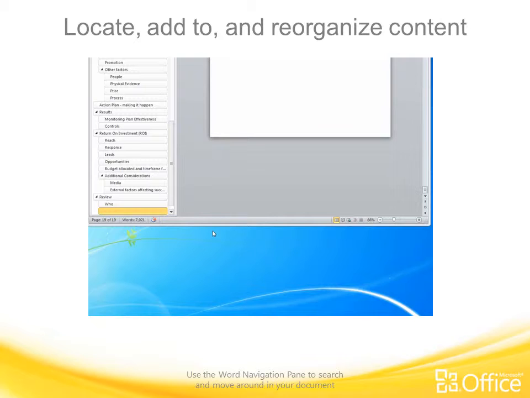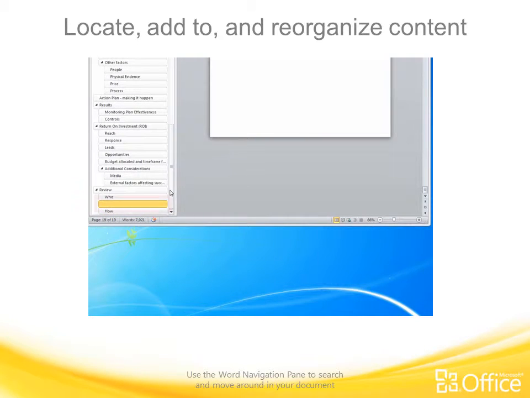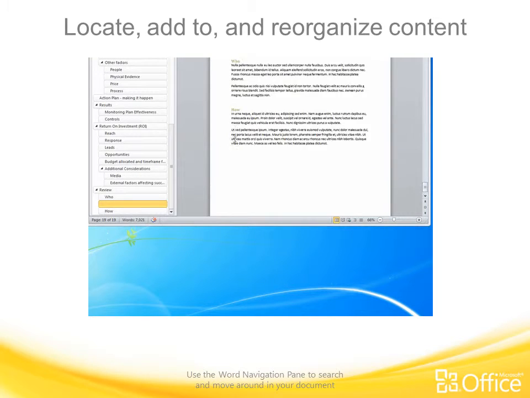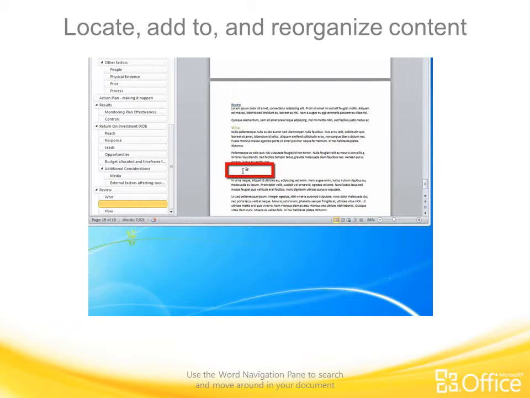Two things happen. In the navigation pane, a new blank heading appears just below the existing heading. And over here in the document, the cursor awaits on a blank line. Start typing and you see that the text is automatically styled correctly as heading 2.